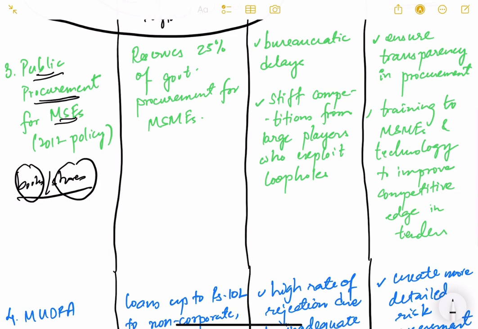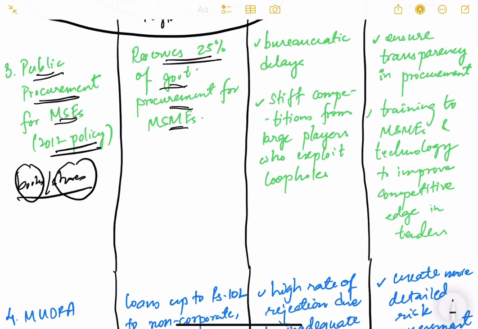And this policy has been there since 2012 actually. This is an old policy. Basically what it does is that it reserves 25% of government procurement for MSMEs. That is the objective.